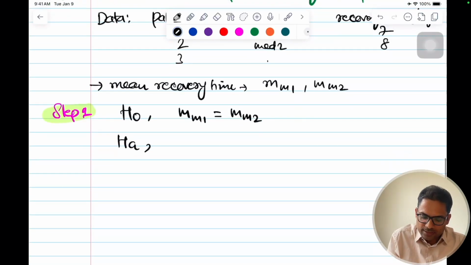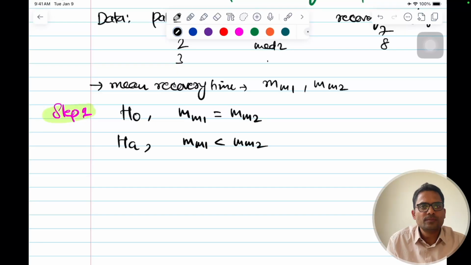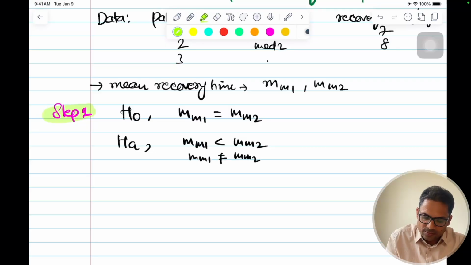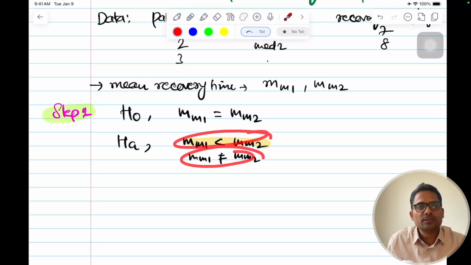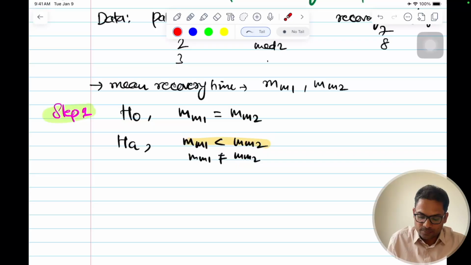So the alternate hypothesis is that no, both are not the same, and I'm claiming that the mean recovery time of medicine 1 is less than the mean recovery time of medicine 2. That's my claim. It can also be the other way around, or it can be that both are not equal, but for now we'll go with this one first. It's easier to understand. Not equal to is even more complicated.